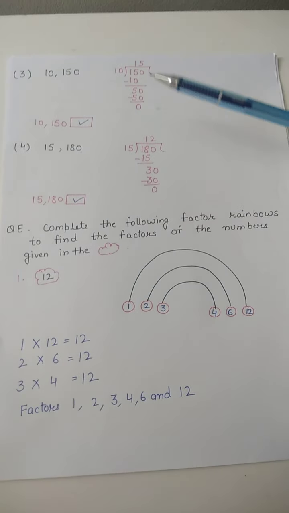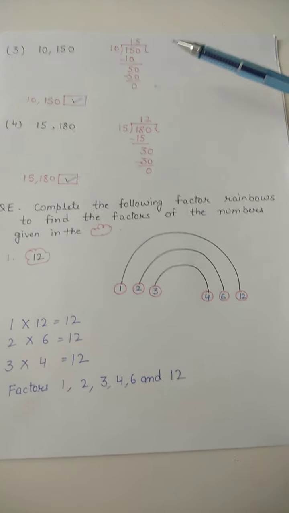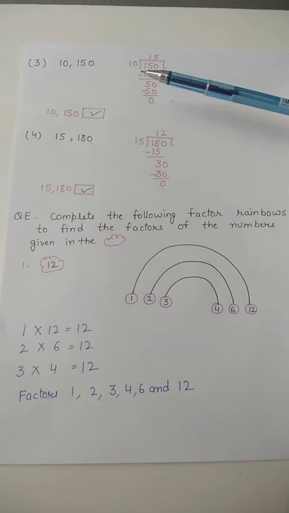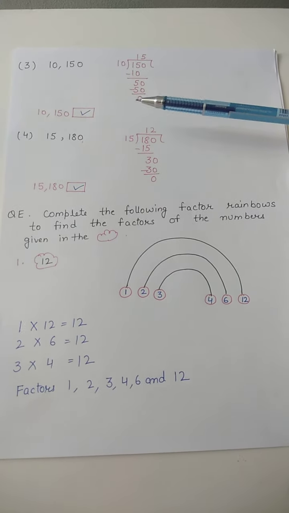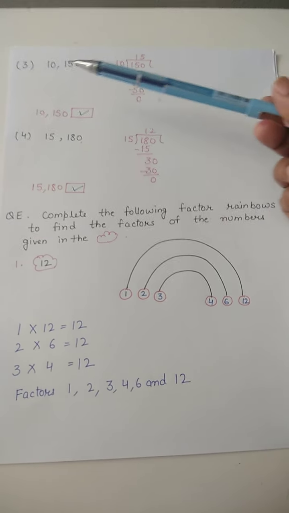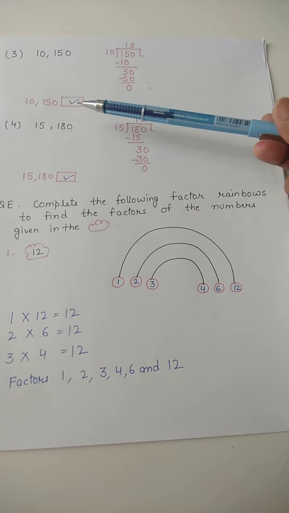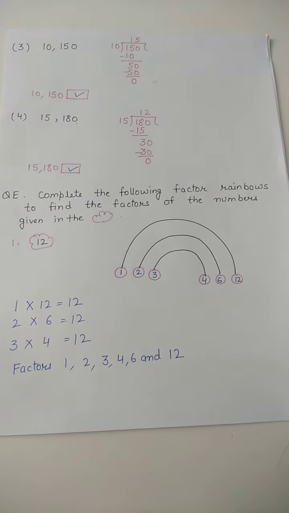Now take the third part also, 10 and 150. Is 10 a factor of 150 or not? Just check by the division method. Like 10 ones are 10, 15 minus 10 is 5, then 0. 10 fives are 50. So the remainder is 0. Yes, then 10 can divide 150. It means 10 is a factor of 150. So make a tick here. The fourth part also you can do like this. Check with the division, then do.